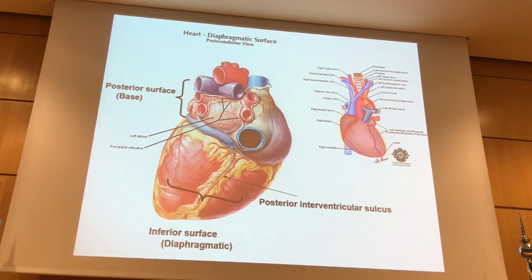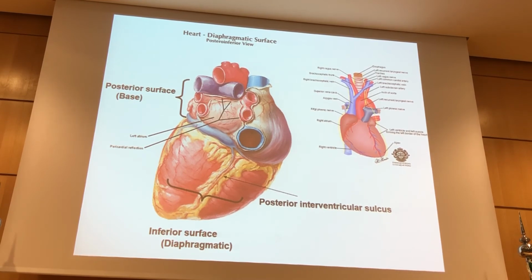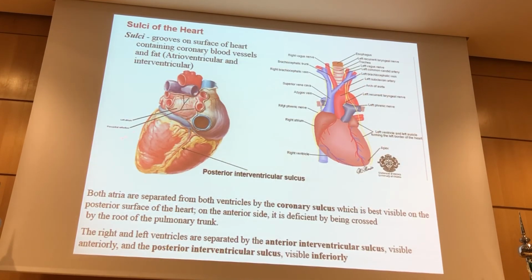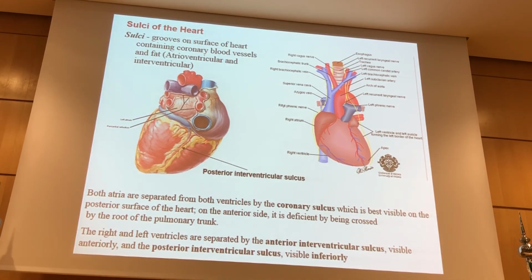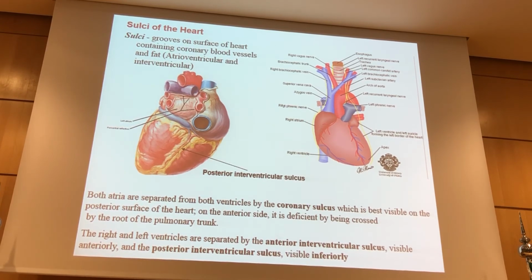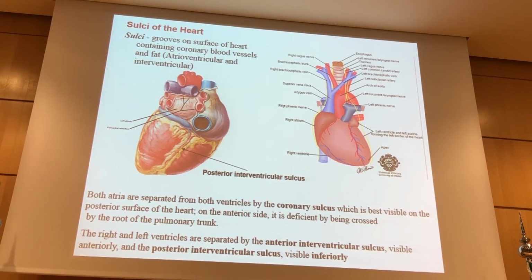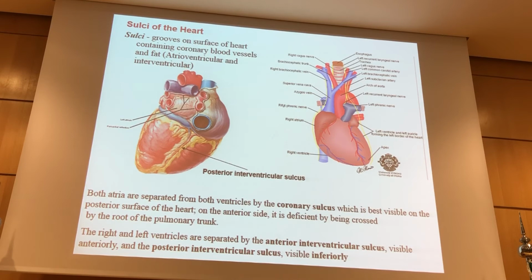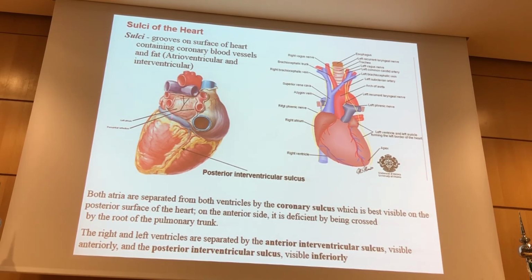Now, on the outside of the heart, there are a number of sulci, 3 depressions that will separate between the major structures. Number 1 is called the coronary sulcus. Coronary sulcus is the sulcus that separates the 2 atria from the 2 ventricles. Okay, and it goes around the heart. It's seen posteriorly mostly. Anteriorly, it is masked by the root of the pulmonary trunk. But posteriorly, you can see it clearly, and you can see this structure running in it. It's called the coronary sinus, which is the main venous drainage of the heart.